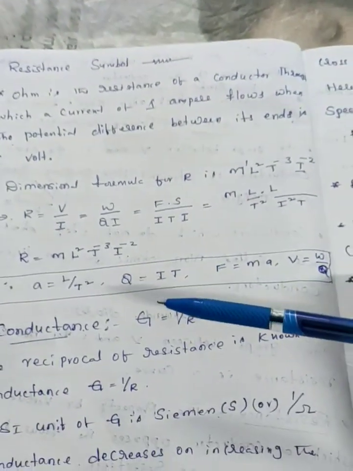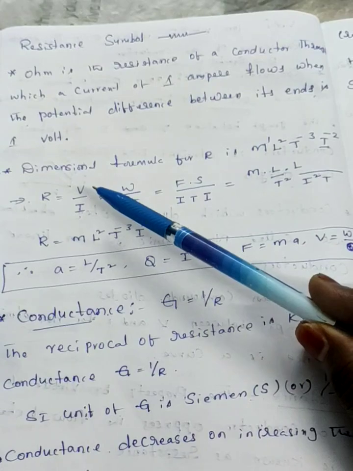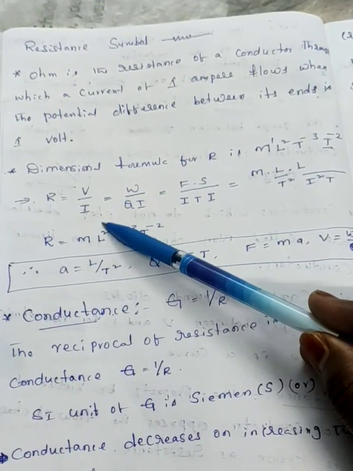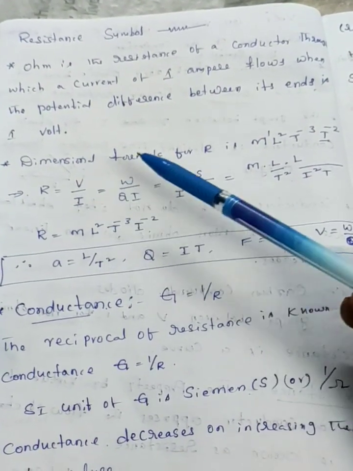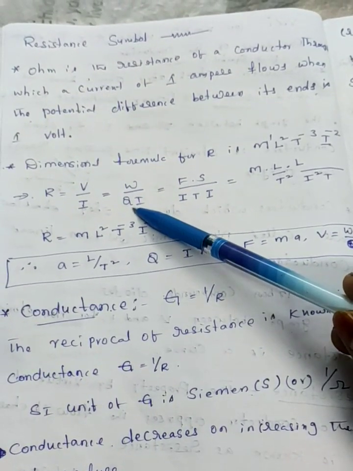Dimensional formula of resistance. Here R is equal to potential by current. Potential, how will we write it? Work done per unit charge.